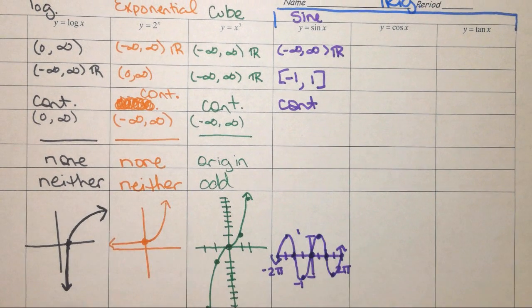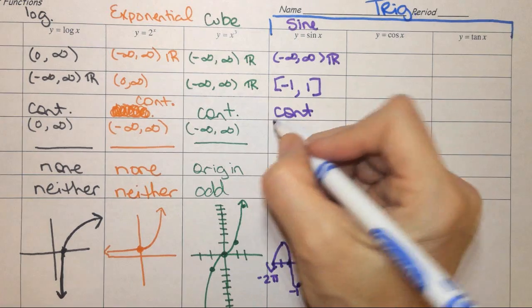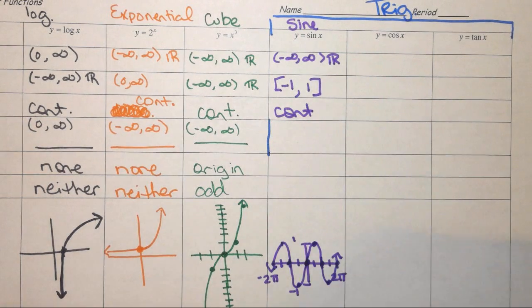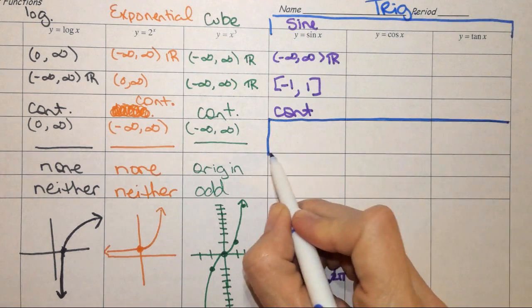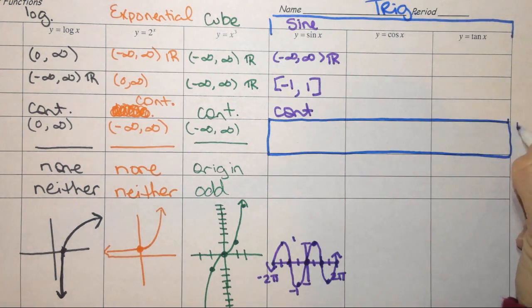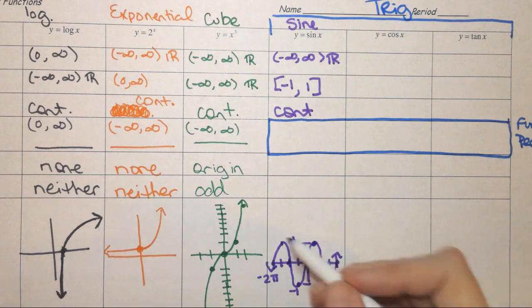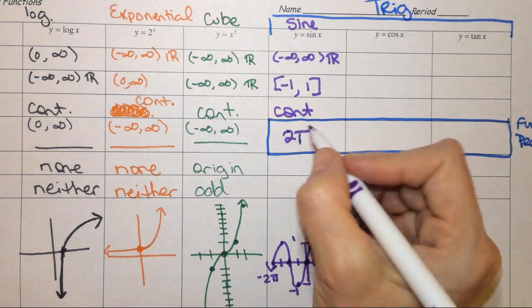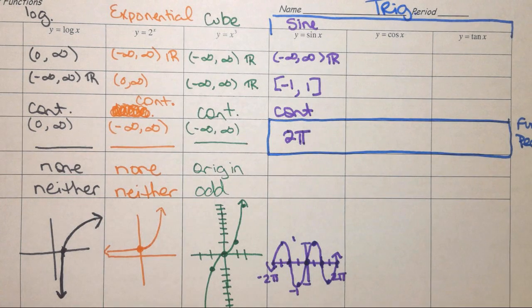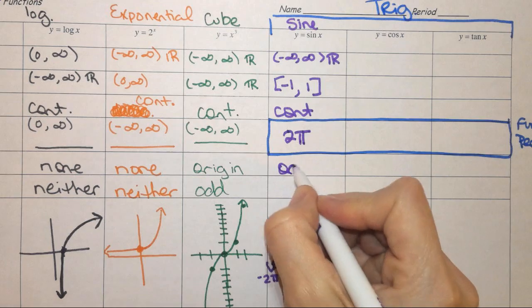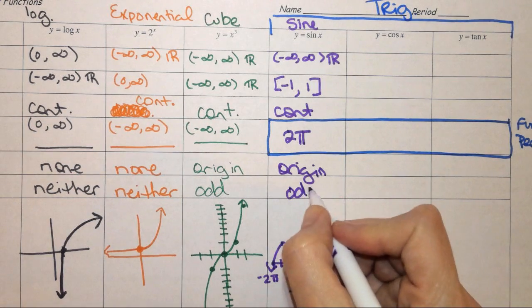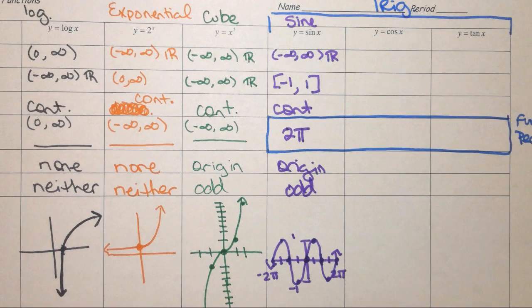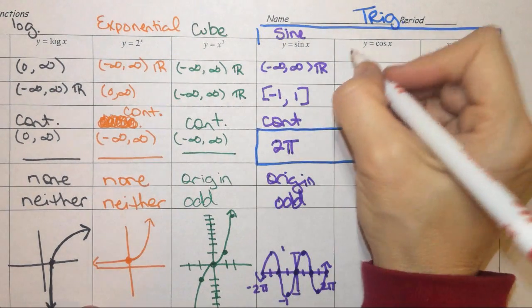All right, so for these last three functions that we're going to do, we're not going to do intervals of increase or decrease. Instead, what we're going to write in here is our fundamental periods. So we're changing these last three. And the fundamental period just means how long it takes to make one complete cycle. So one complete cycle of axis, max, axis, minimum, axis takes 2 pi's. This is symmetric to the origin. So it is odd.